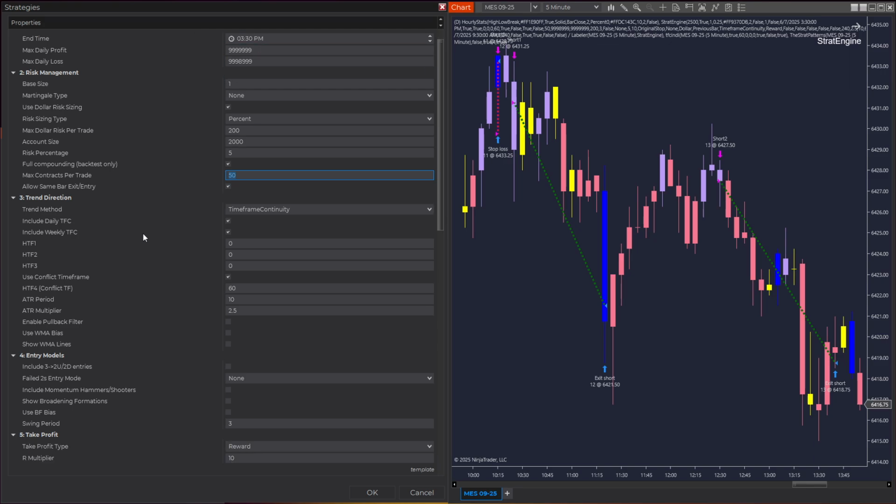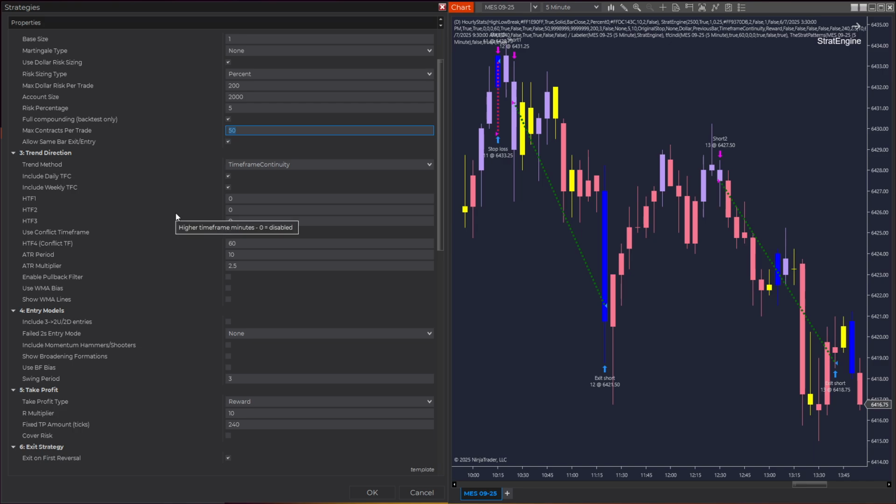Next one, trend detection. As with any Strat-based or NinjaStrat algo, we use primarily time frame continuity as the principle for detecting trends. So the way that this works is whether or not the higher time frame is above or below its open. So you can customize what time frames you want to look at. We have an option for including the daily, including the weekly, and then the higher time frame 1, 2, and 3. You can input the number of minutes that we'll be looking at. So that's trend detection.